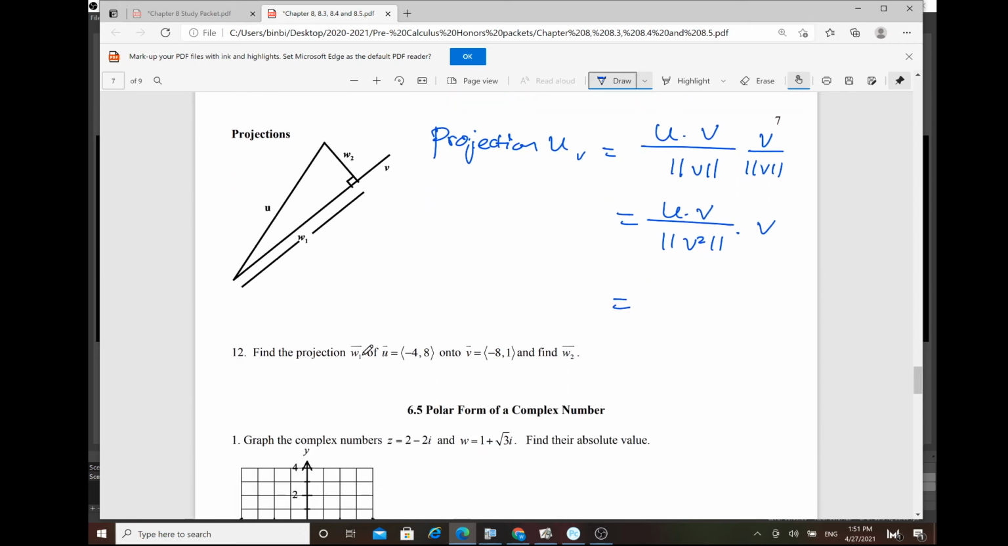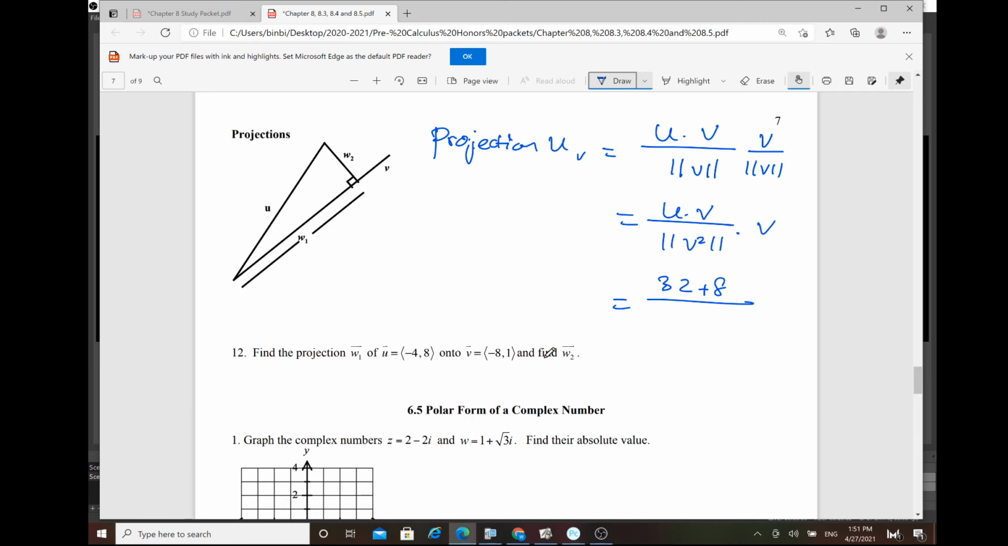Okay, so let's do the following problem. Find the projection vector w1 of u negative 4 comma 8 onto v negative 8 comma 1, and find that w2. Find the projection w1 first. Okay, let's do that. So that means u on v projection. So u dot v, we have negative 4 times negative 8, which is 32. 8 times 1, that'll be 8.